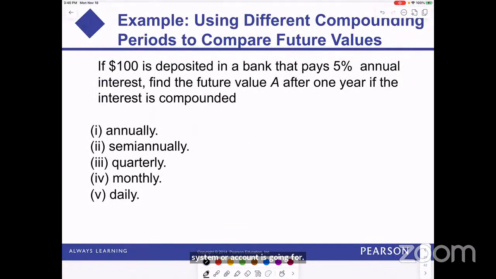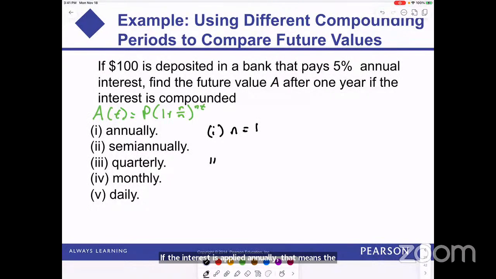So let's see, if $100 is deposited in a bank account that pays 5% annual interest, we're asked to find the future value A after 1 year if the interest is compounded with these varying amounts, right? Okay, so compound interest, let's write that formula real quick. So the future amount is going to be P times (1 plus r over n) to the power of nt. Okay. So then for number 1, if the interest is applied annually, that means the number of compounds in a year is going to be 1.